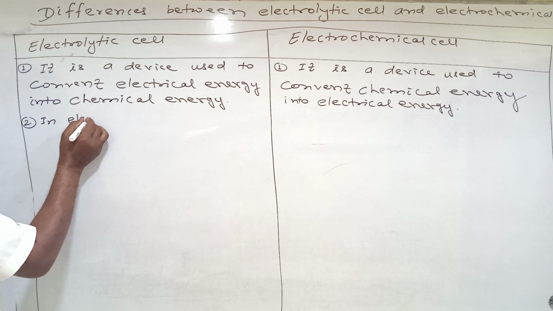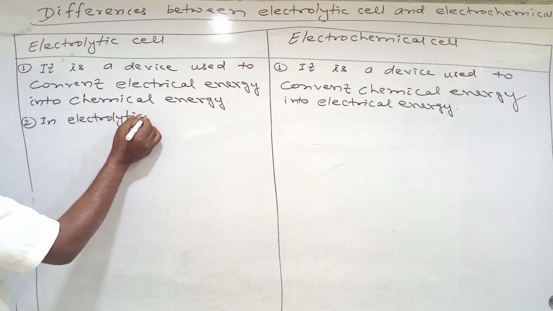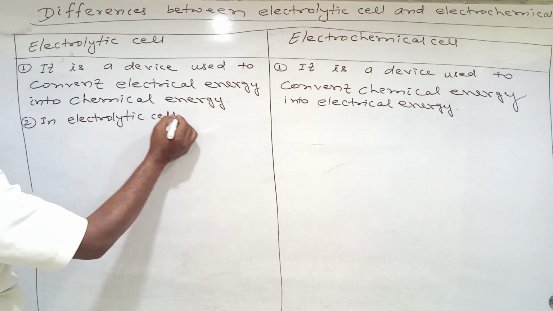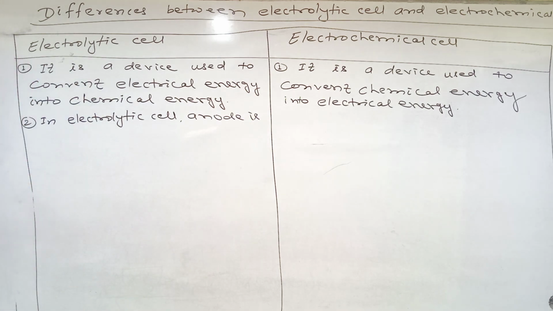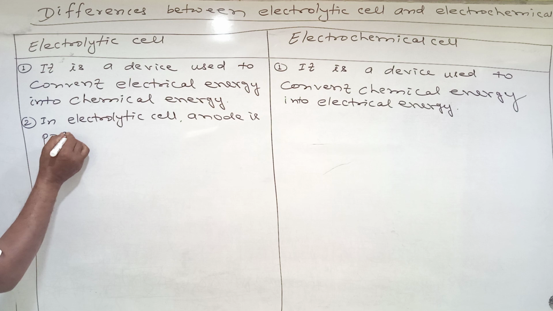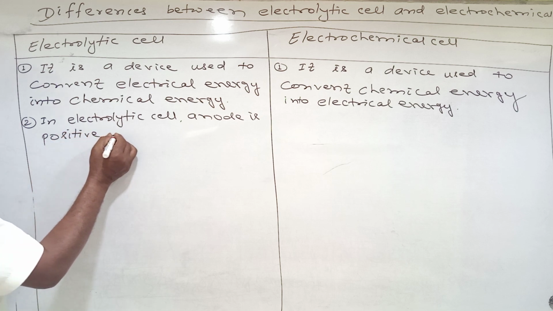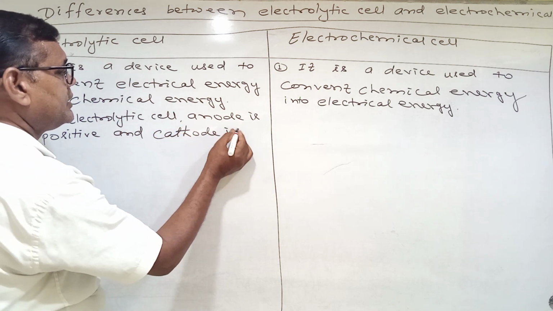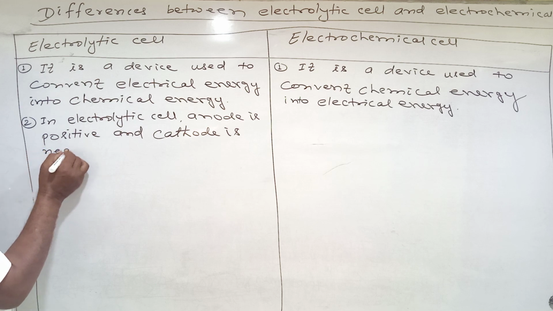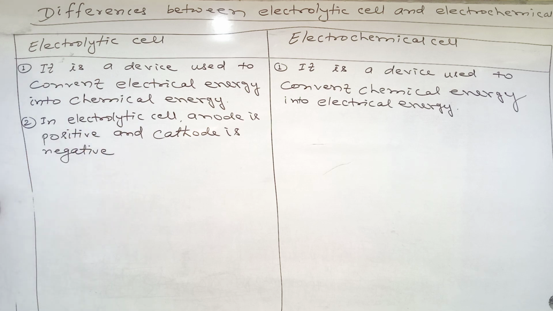In electrolytic cell, anode is positive and cathode is negative.